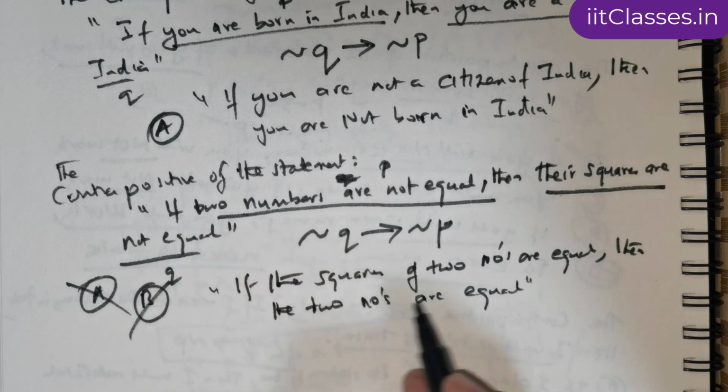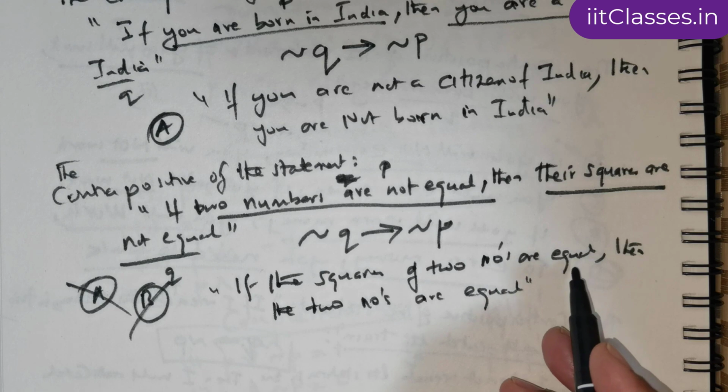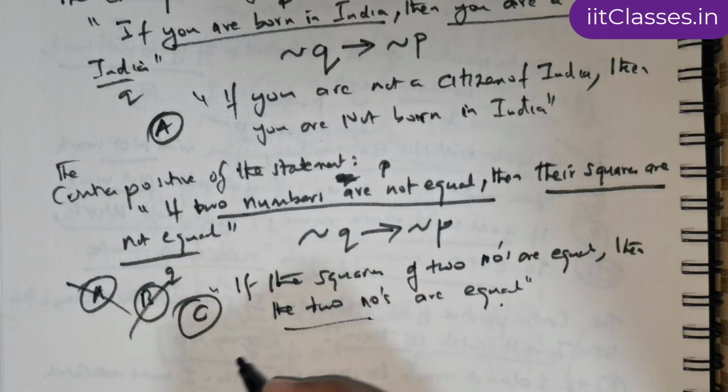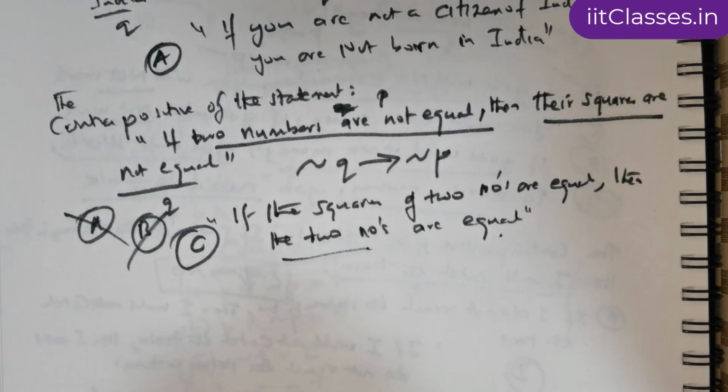C, if the squares of two numbers are equal, then the numbers are equal. Then the two numbers are equal. So clearly C is going to be the right choice. D is not the right choice. You can clearly see that also. So having given you this, let's move on.